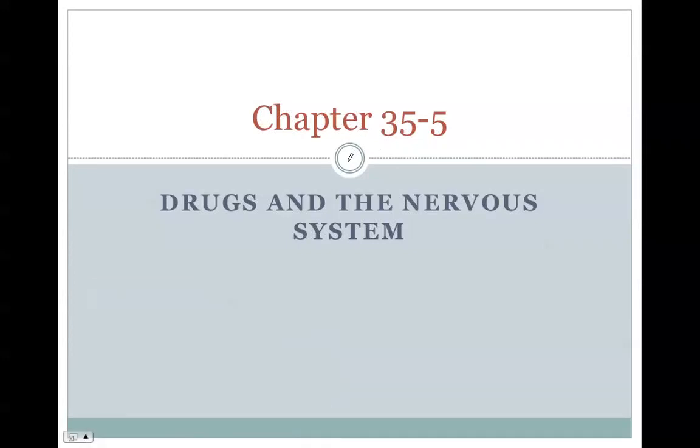This is chapter 35, section 5, and in this section we're going to be talking about drugs in the nervous system and some of the human health implications. Also in class we'll talk about societal implications, sort of the detrimental effects of drugs.